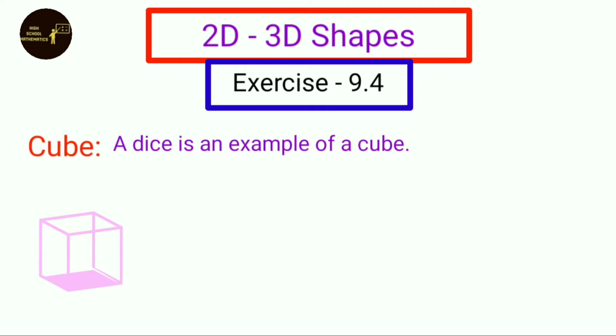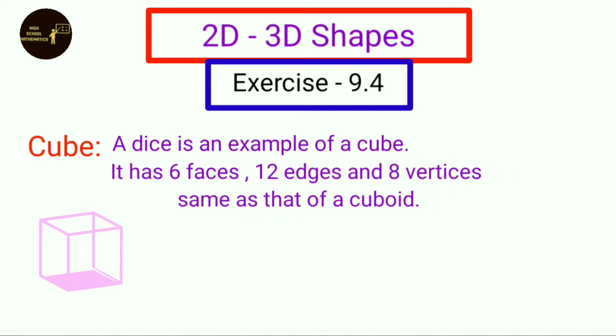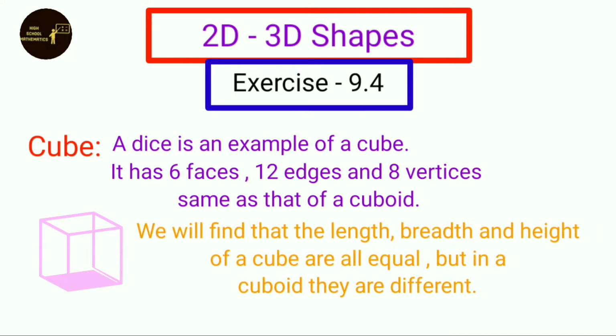See now what is a cube. A dice is an example of a cube. It has 6 faces, 12 edges and 8 vertices, same as that of a cuboid. We will find that the length, breadth and height of a cube are all equal, but in a cuboid they are different.